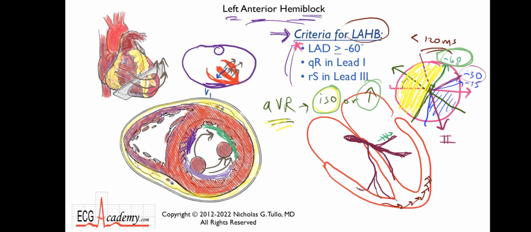In an anterior hemiblock, with the axis markedly leftward, the inferior leads 2, 3, and AVF should be negative, because the signal is going away from the feet towards the head. They're at about minus 60 or so.